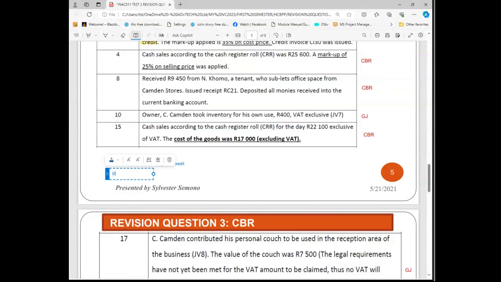But when the business returns items bought on credit, record in the, tell me, CAJ, Creditors Allowance Journal. Yes.